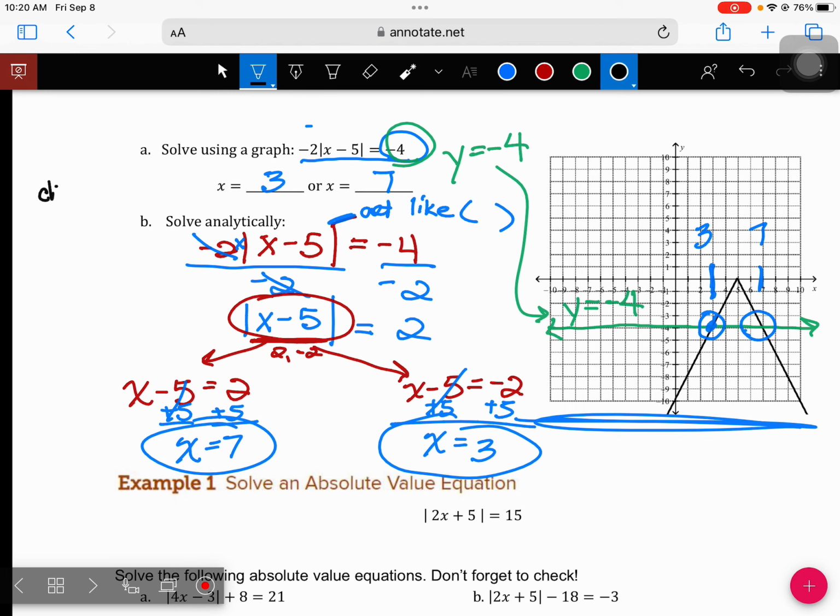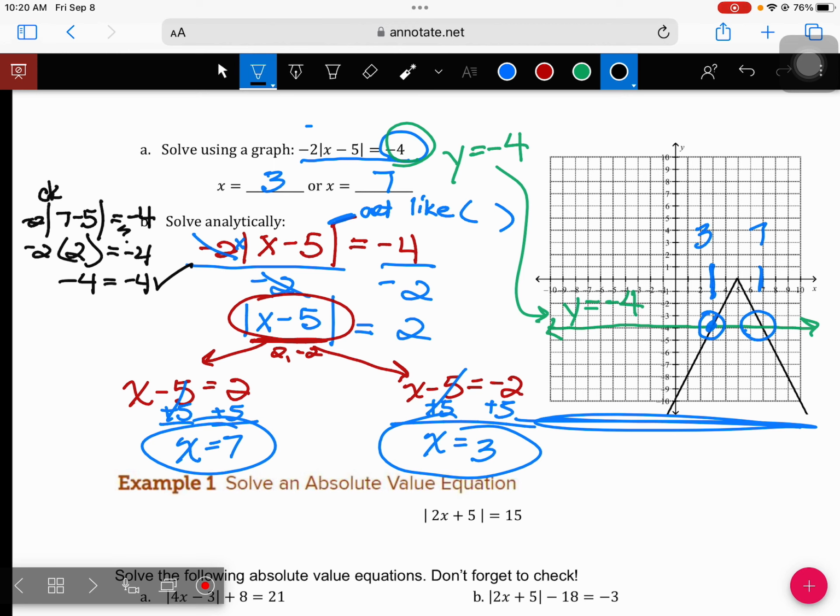So the check up here, substitute 7 in place of x in your original equation. So I have negative 2 times absolute value of 7 minus 5, absolute value, equals negative 4. And I said we treat that absolute value like a parenthesis. So 7 minus 5 is 2. Negative 2 times 2, is that equal to negative 4? Yes, it is. So that tells you 7 is correct.